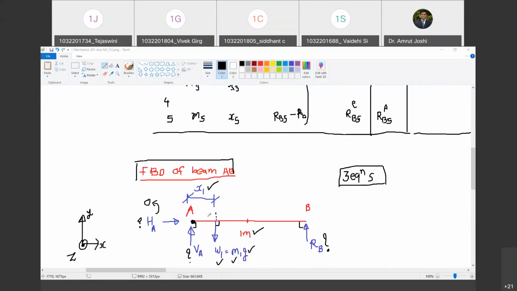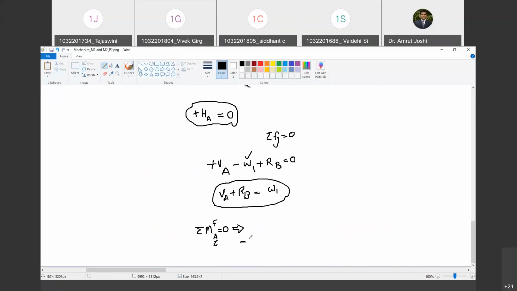Do you agree with me? Yes, sir. And is it clockwise or anti-clockwise? Anti-clockwise. How? You have to forget all other forces. You have to hold the body at A. W1, how does it rotate the body about A? It rotates in this direction, right? Yes, sir, it's clockwise. So if it is clockwise, what is the sign that I have to give? Minus. So minus W1 into X1. That's what I am going to write down. Happy? Yes, sir.